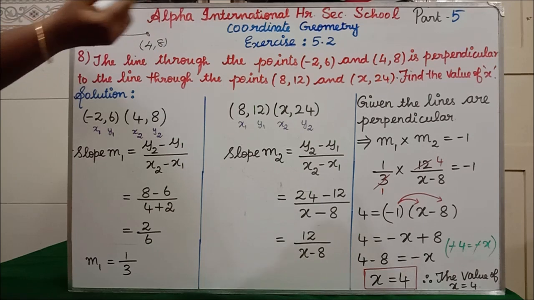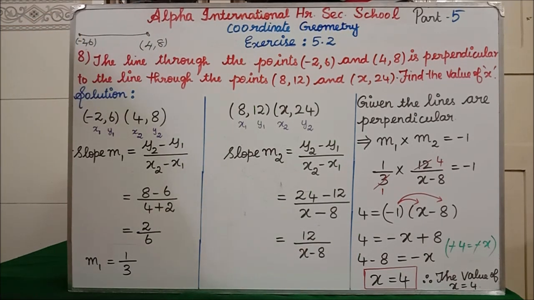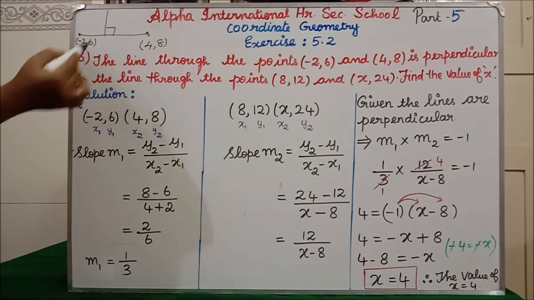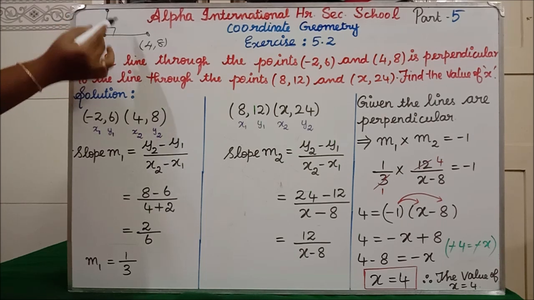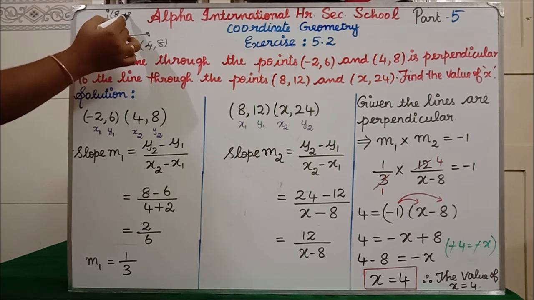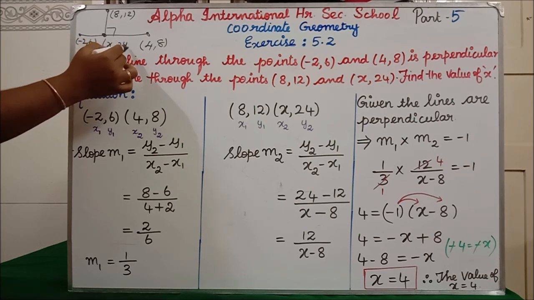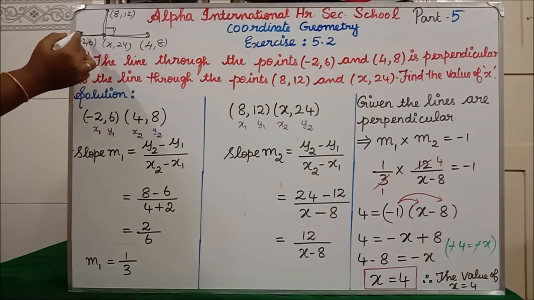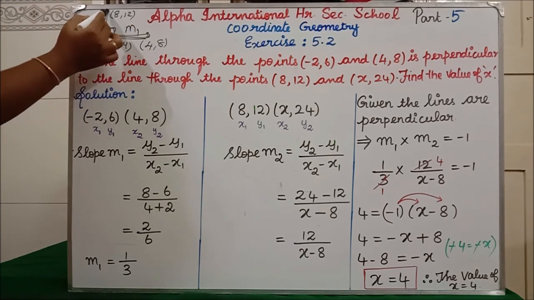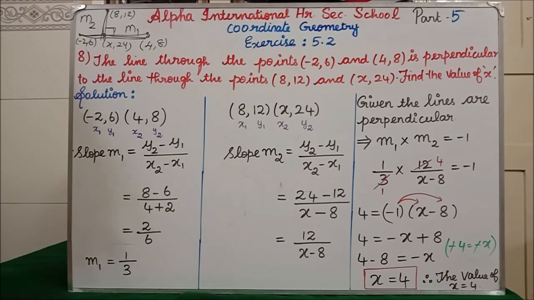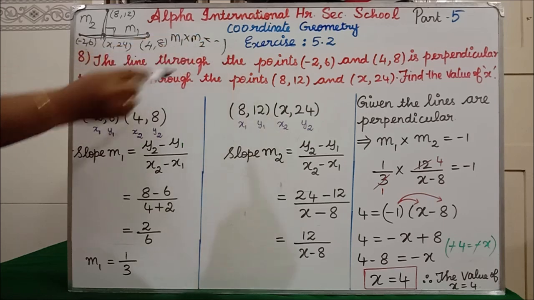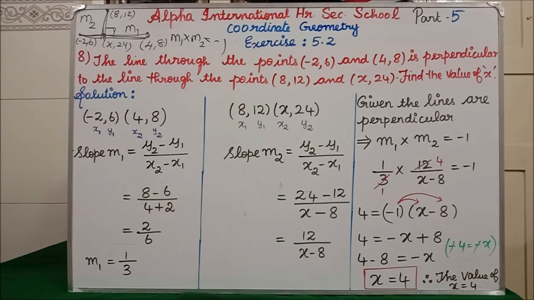Then it is perpendicular to the line through the other points. The other 2 points are perpendicular, they have given. So we consider one point here and one point here. What are the points they have given? 8, 12 and here they have given x, 24. So this is one line, this is one line. Both are perpendicular. So for this line we are going to take slope m1, and for this line slope m2. Clear? Now what is the perpendicular formula for slope? m1 into m2 is equal to minus 1. That is our slope perpendicular formula.